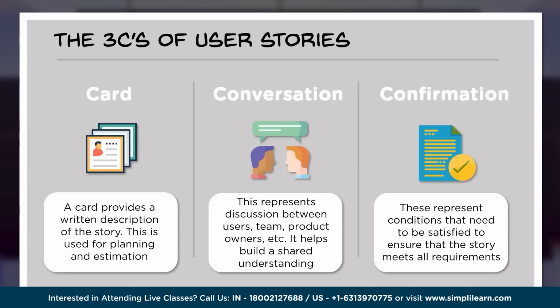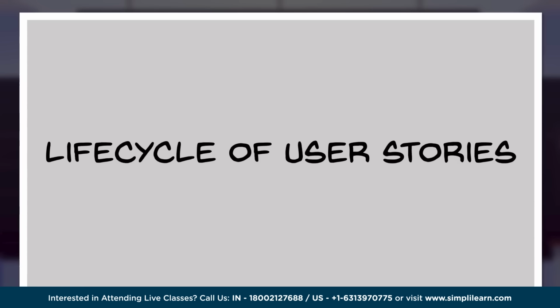So to summarize, the 3 C's refer to card, conversation, confirmation. Card provides the user stories, which, as we took as examples, capture the requirement so that it also fulfills the thought of INVEST. Then conversation is required to understand what this user story is speaking about. Is that a real requirement? Then confirmation from users as well as all the stakeholders before you go and develop or execute that. So what is the life cycle of a user story?